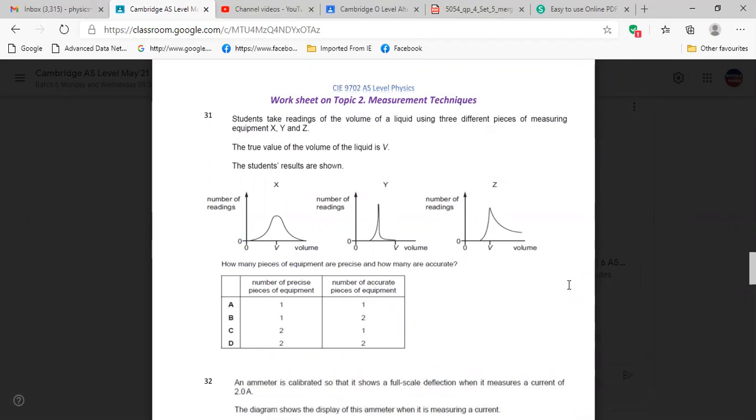Students take readings of the volume of a liquid using three different pieces of measuring equipment X, Y, and Z. The true value of the volume of the liquid is V. The student's results are shown. How many pieces of equipment are precise and how many are accurate?